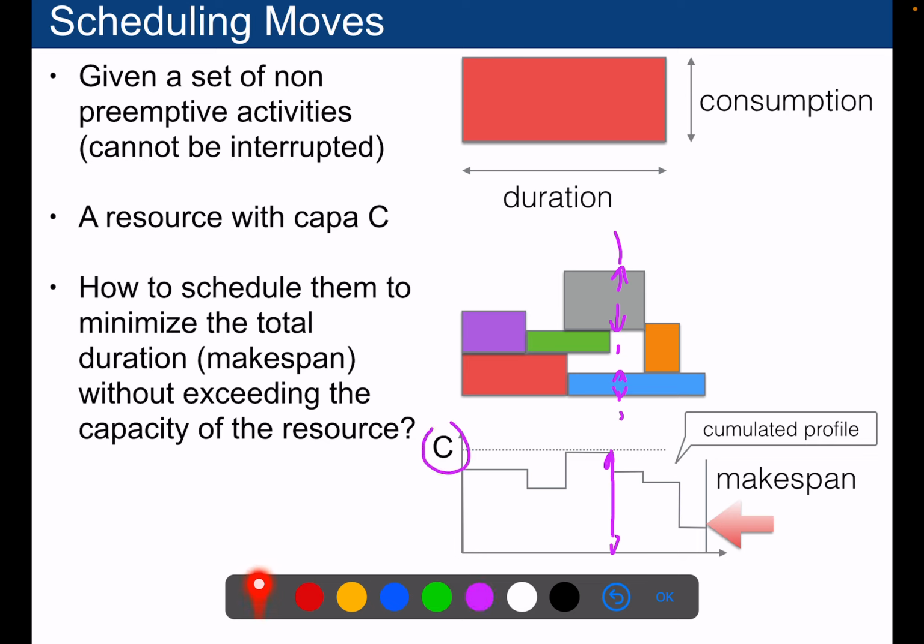And the goal here is to minimize the makespan. You want to finish all the activities as soon as possible, okay, without exceeding the capacity of the resource. And of course, once you start an activity, you cannot interrupt it. You need to continue until the end of the activity.